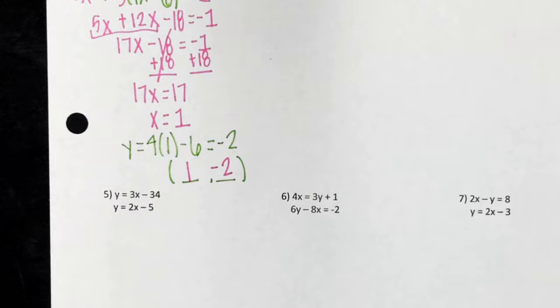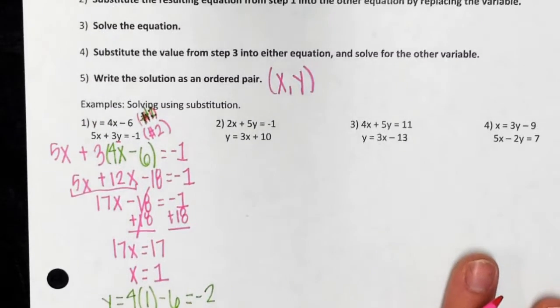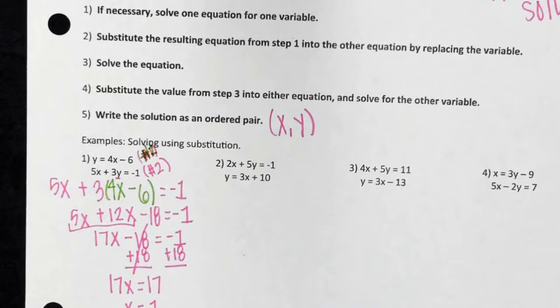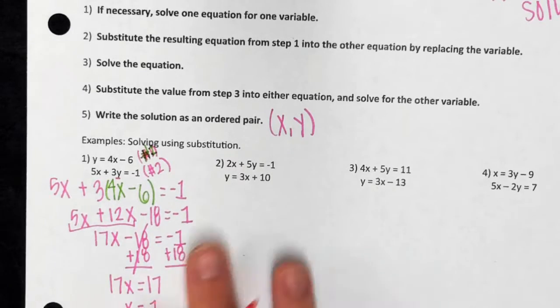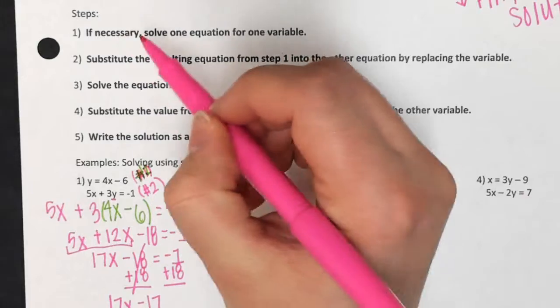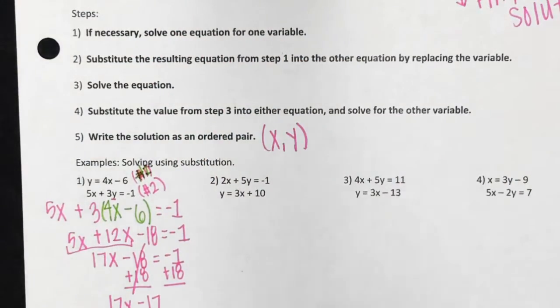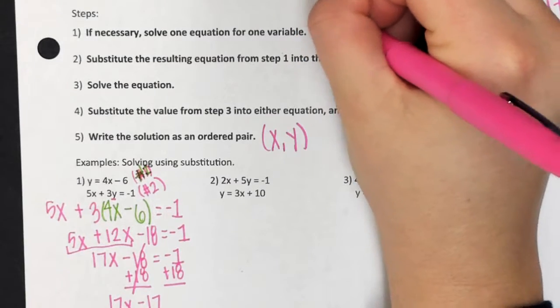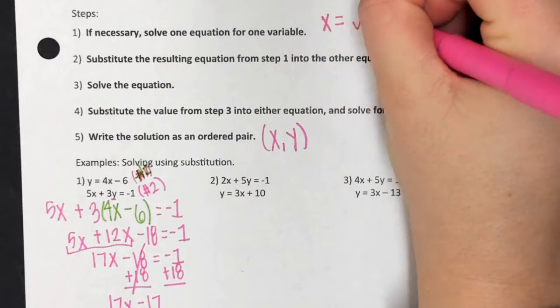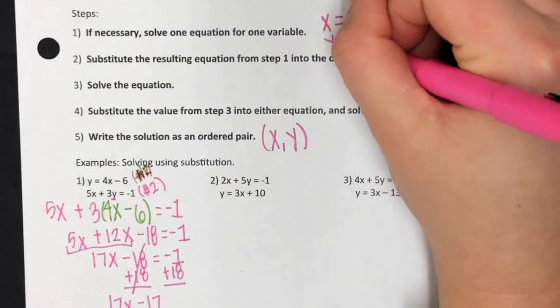Raise your hand if you've seen this before. It's okay if you didn't. So let's go through our steps. Let's talk about what steps we took to do this. Number 1, if necessary, solve one equation for one variable. What does that mean? That means I need to see either x equals something or y equals something.